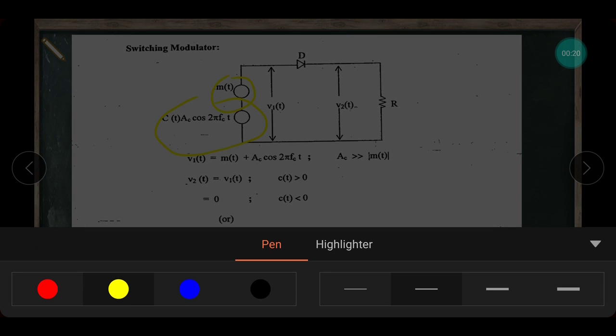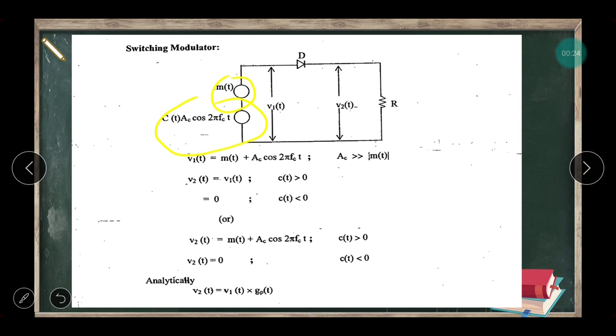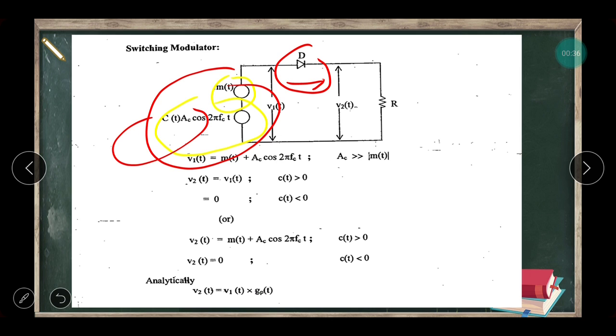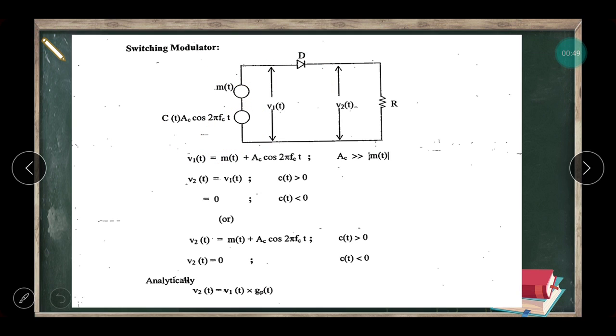Both will be in series combination, and the series combination of the carrier and message will be passed through a diode D. The operation of the diode will totally depend on c(t). Why, we'll see here. This node voltage is v1(t) and this node voltage is v2(t). So v1(t) is equal to m(t) plus Ac cos 2 pi fc t.